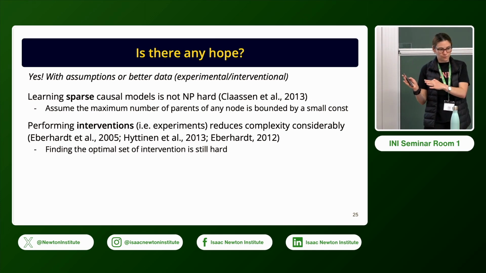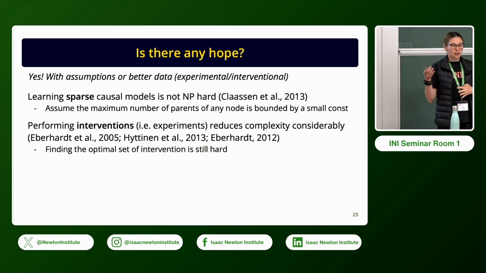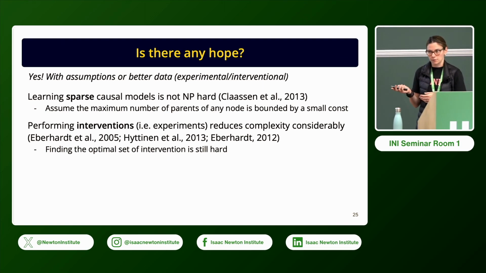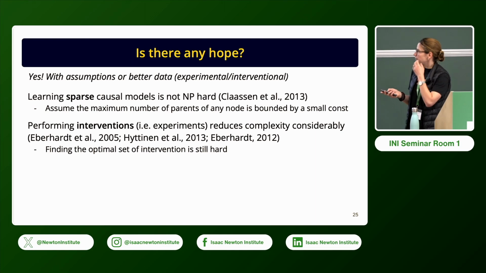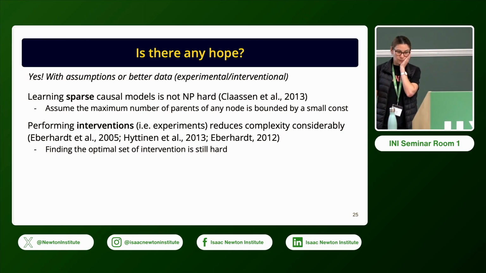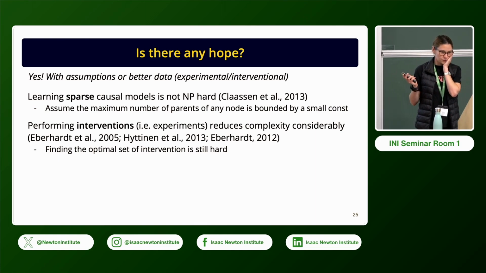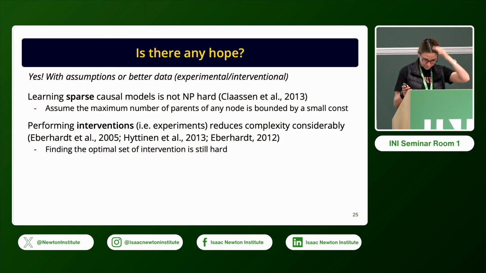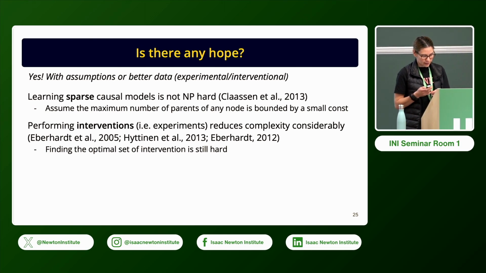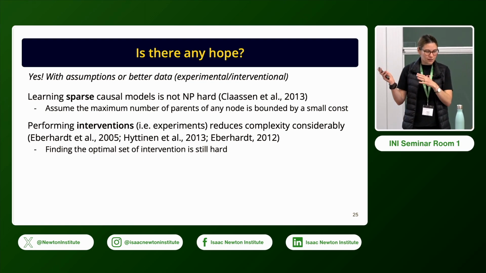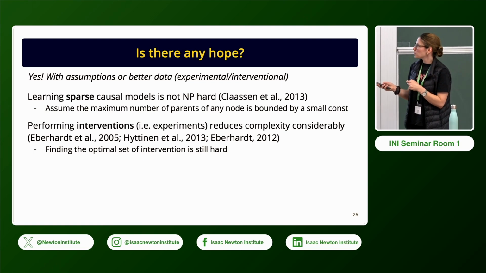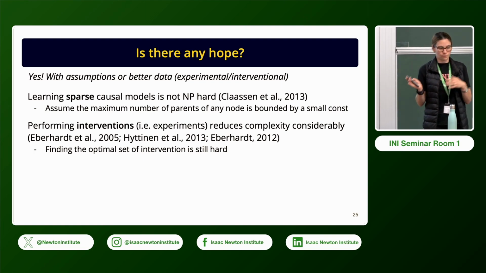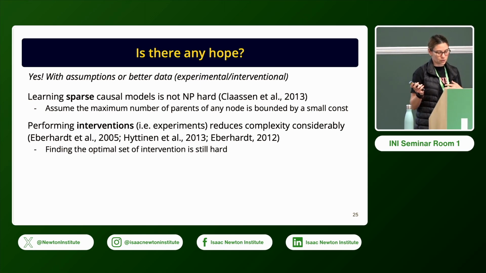And then performing interventions, i.e. performing experiments, can also reduce the complexity considerably. There is quite a lot of work actually showing this, depending on what assumptions you're making and how many interventions you're making. The problem of finding the optimal set of interventions, however, still remains. So finding the optimal set of interventions is still very hard.